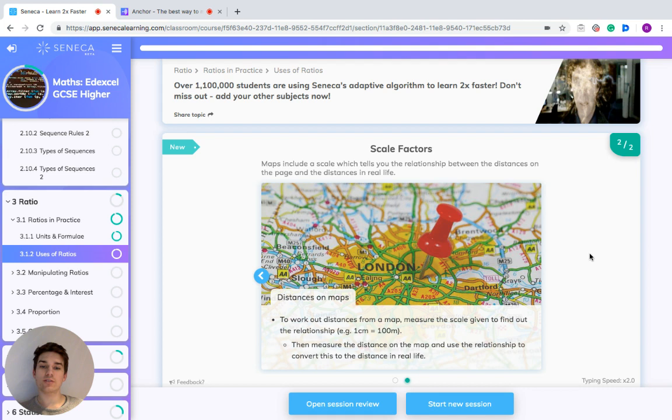And then you can work out distances from this. To work out the distance on a map, we measure the scale given to find out the relationship. So it might be 1 centimeter equals 100 meters. And then you measure the distance on the map and use the relationship to convert this to the distance in real life. So say it's 5 centimeters on the map and 1 centimeter is 100 meters. So 5 centimeters would be 500 meters.